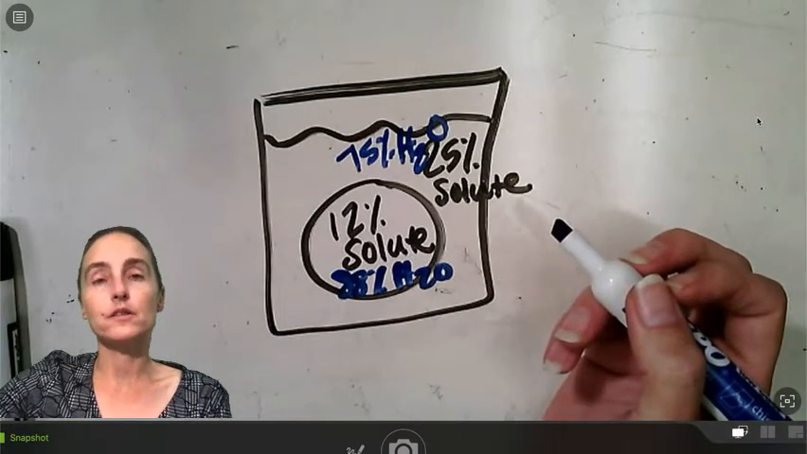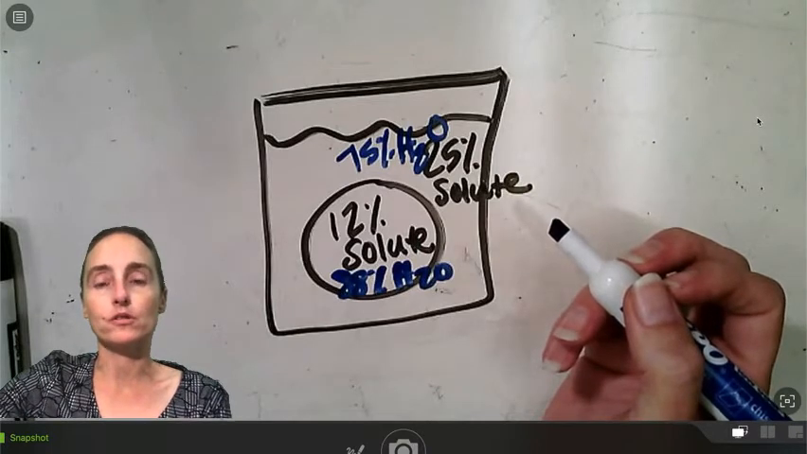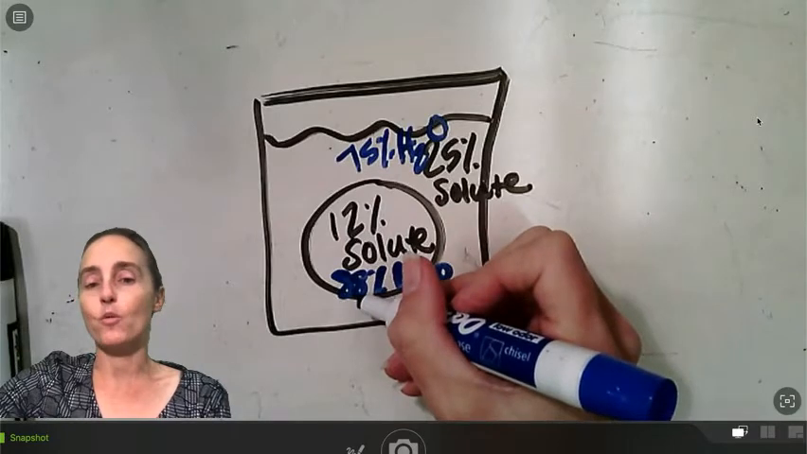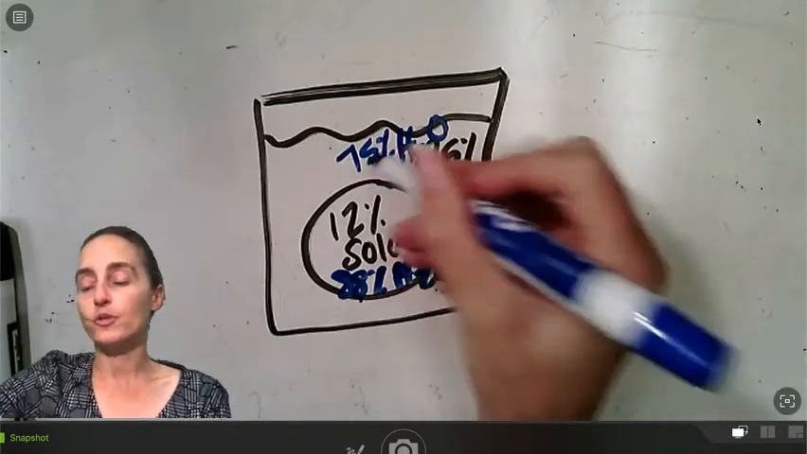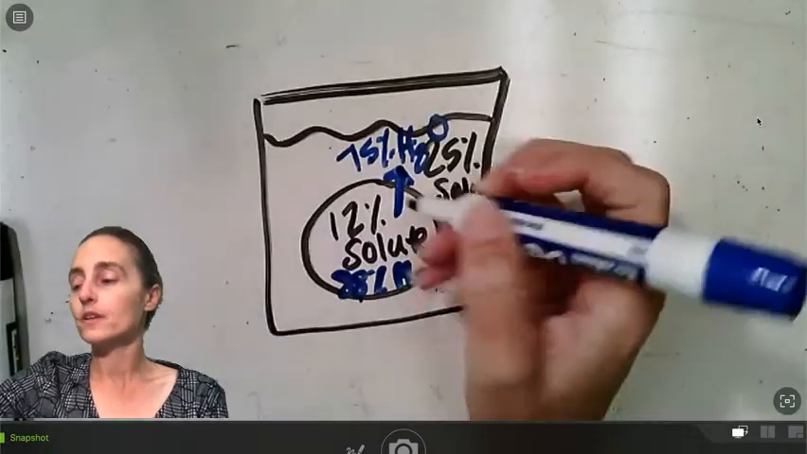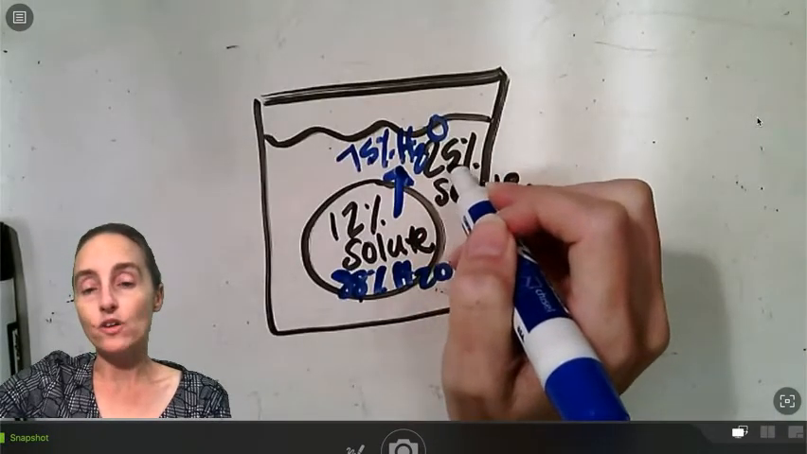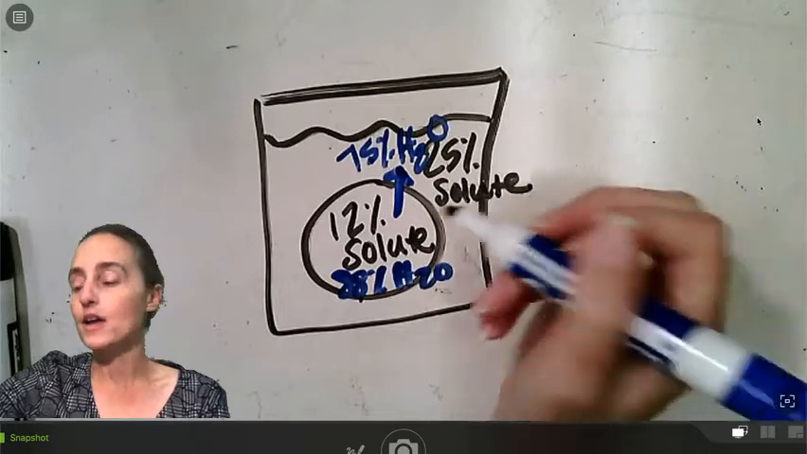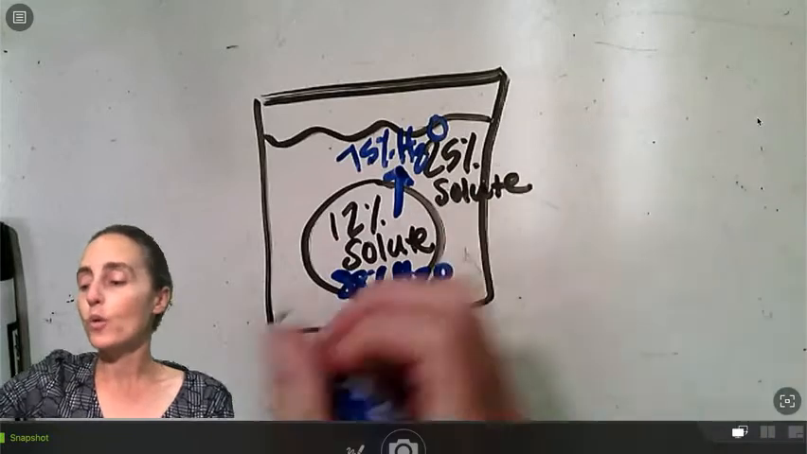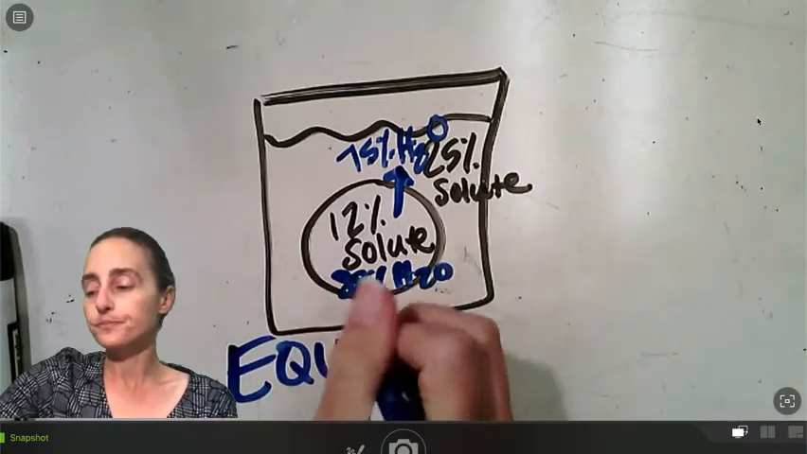Okay, the membrane's not permeable to the solute. So the solvent, the water, has to move. Well, it looks to me like there's 88% water here, and there's 75% water there. So water is going to go that way, moving towards the high solute. That's what water does. Why? Because there's an imbalance, and we need equilibrium. We want equilibrium as the goal.